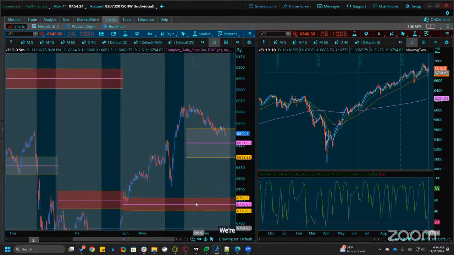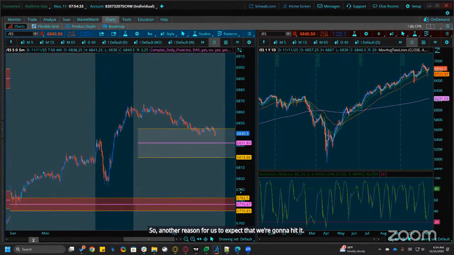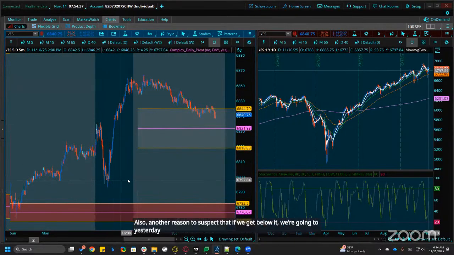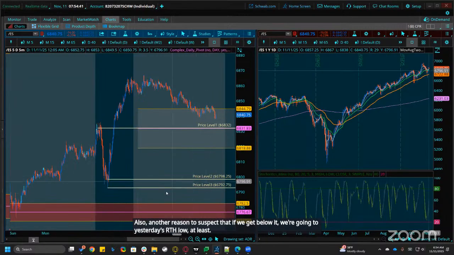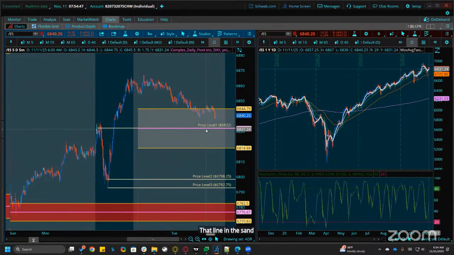We're really close to it, and it's a cog line, 68.32. So another reason for us to expect that we're going to hit it. Also, another reason to suspect that if we get below it, we're going to yesterday's RTH low, at least. That line in the sand needs to hold.